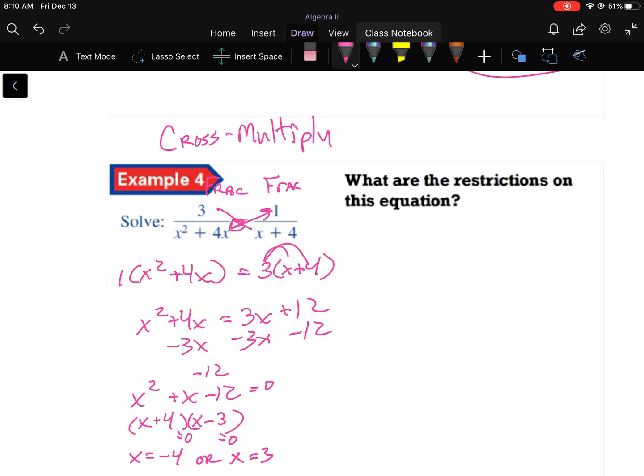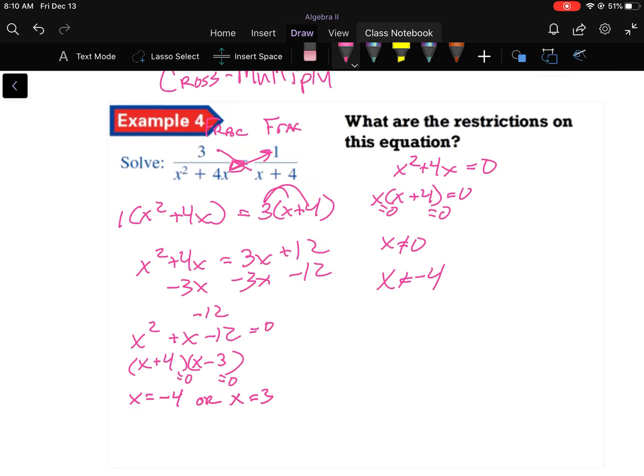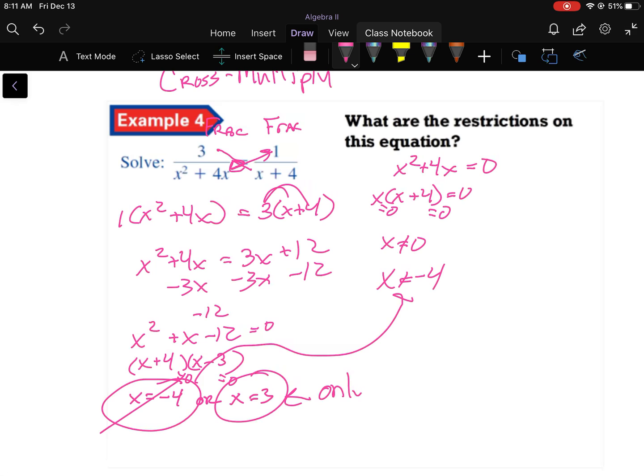But I need to set my denominators equal to 0 and solve for the restrictions. So I'll take out an x from here, and I've got x plus 4. So my two restrictions are x can't be 0 and x can't be negative 4. So that means, going back to my original factoring, this guy right here can't be used, because it's going to make my denominator turn to 0. So that is my only solution to that guy.